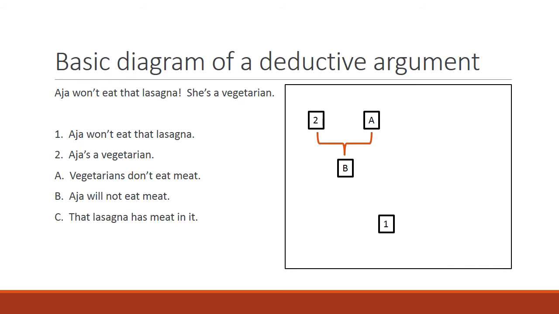So we've established that Asia will not eat meat. We add to that the fact that the lasagna has meat in it, and again, in the same way, we have a deductive argument to prove that Asia won't eat this lasagna. So this is what a deductive argument will look like.